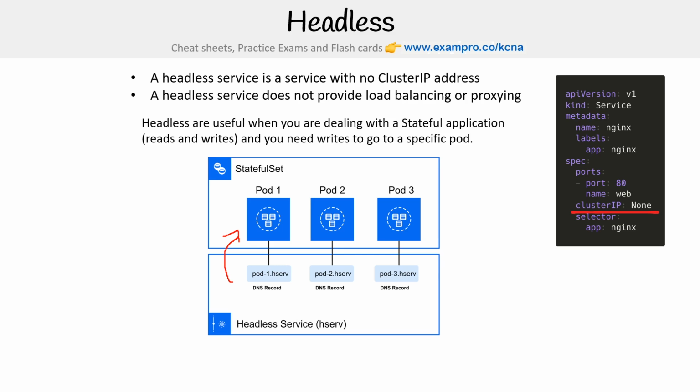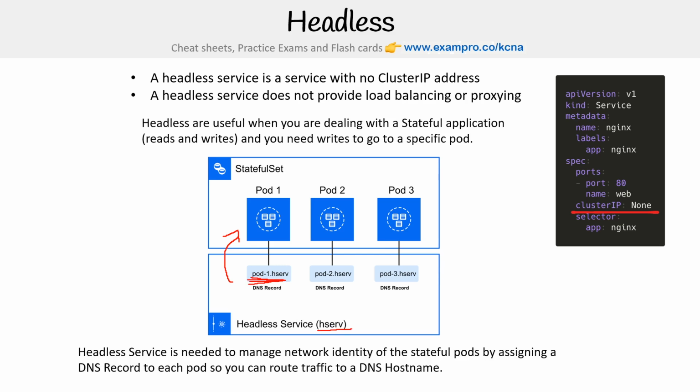the pod and the service. So if you have pod 1, it's called that. And then the headless service called hserve, that's going to be the DNS record that you use. Headless services need to manage network identity of the stateful pods by assigning a DNS record to each pod, so you can route traffic to a DNS hostname. So there you go.